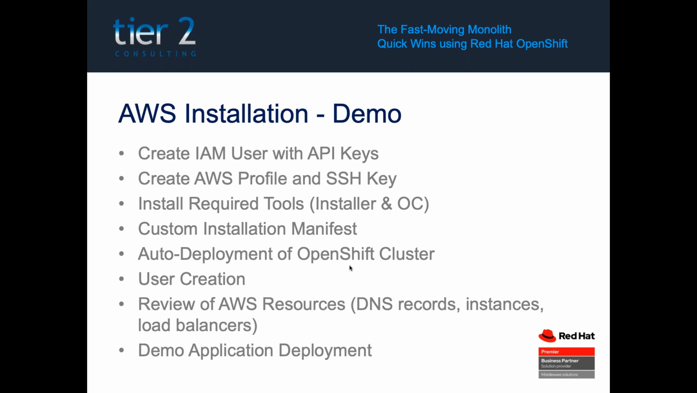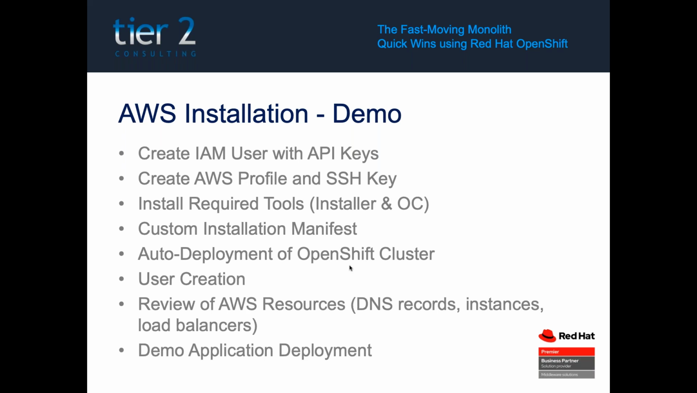We'll also be downloading some installation resources. So we'll need to download the installer. I'll show you where to get that from. We'll need to download the OC command for doing operations remotely on OpenShift. So we'll look at how we download and install that. We'll be doing a custom installation manifest, which is something I just mentioned a minute ago. This custom installation configuration allows us to change how many workers and how many masters we have.